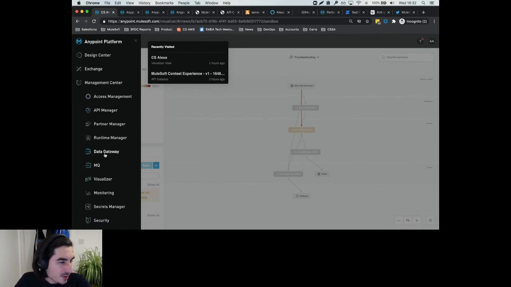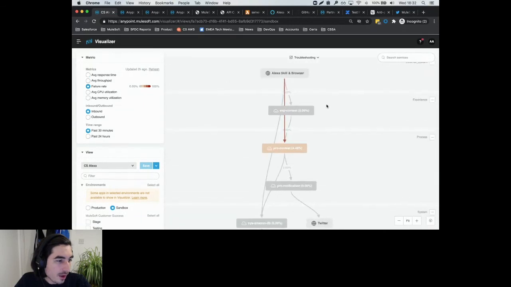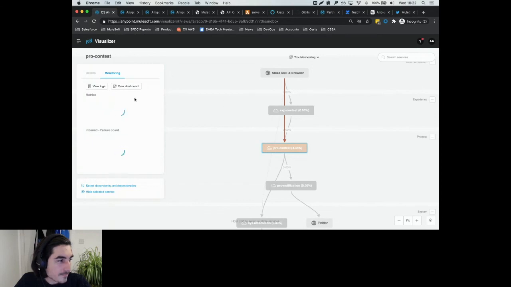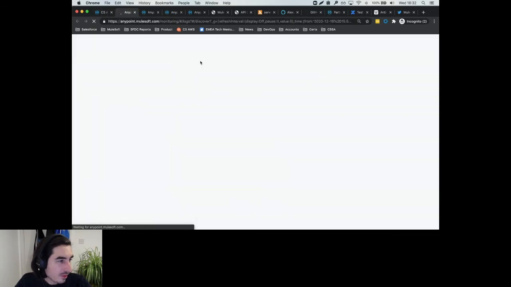So from the Management Center, you can see all the tabs that I talked about before. So Runtime Manager, Visualizer, API Manager. Now we're focused on Visualizer. In Visualizer, you can see in the troubleshooting view that there were some errors. Those errors happen in the process contest API. What happens here is that you can actually drill down to see what those errors were, and that will open the view into the logs. If it's loading properly, there we go.